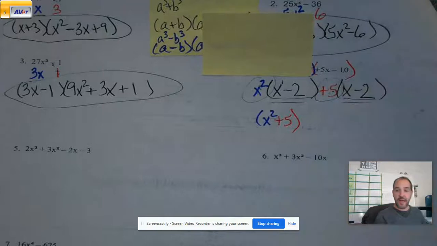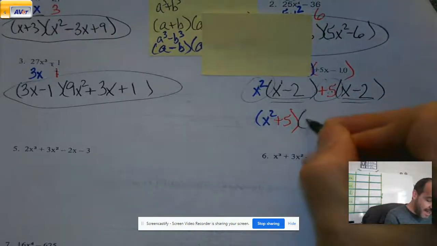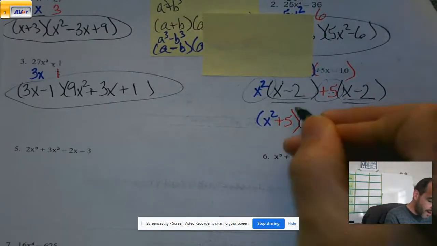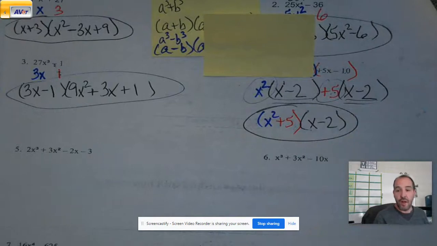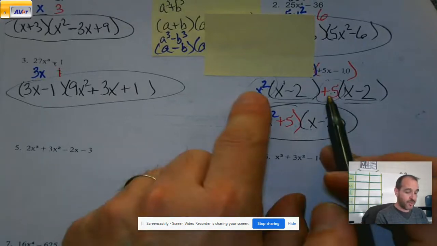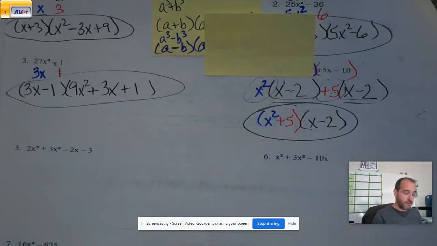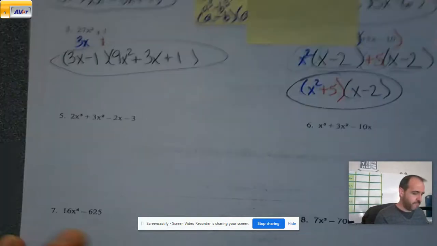So I put those together. And then my common set of parentheses or quantity will get put together as well. And I'm done. Okay? So it's really just doing the factoring part here and then just putting it back together at the end. Let's play with another one of these.